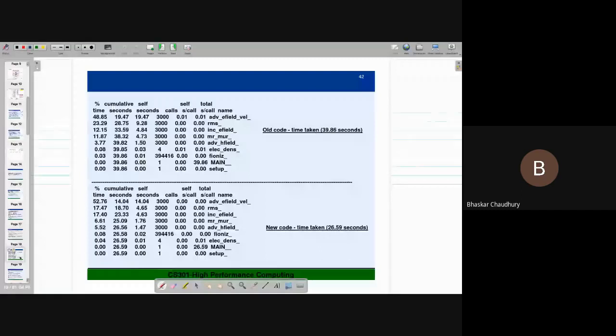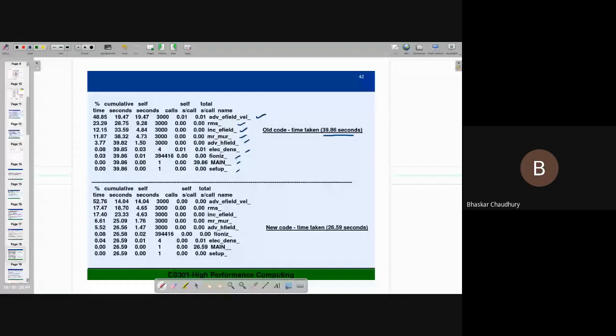This is from a typical code, one of my codes. In that code, I have some subroutines or functions, whatever they are. These are the typical ones. I found that originally it was taking 39.86 seconds, and if you look into it, you can identify which subroutine is taking the maximum amount of time.